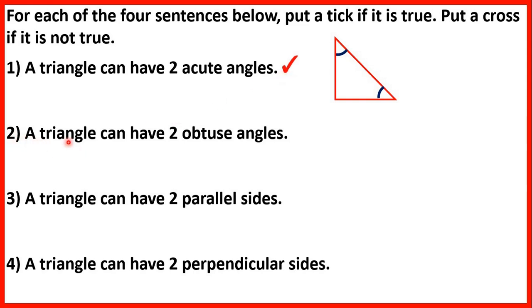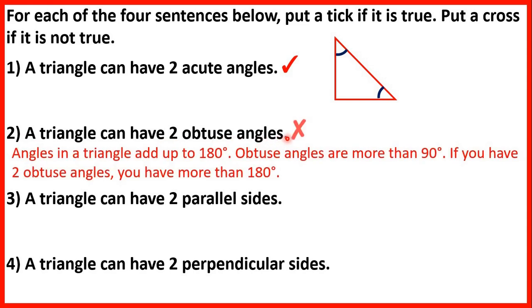Now, a triangle can have 2 obtuse angles. That's not true. Angles in a triangle add up to 180 degrees. Obtuse angles are more than 90 degrees, so more than a right angle. So if you have 2 obtuse angles, you have more than 180 degrees.